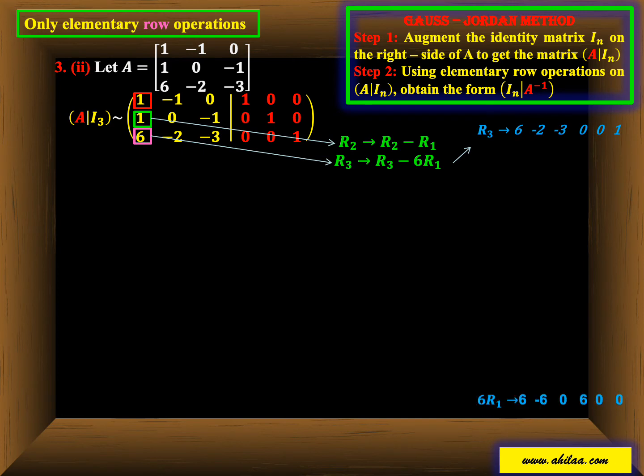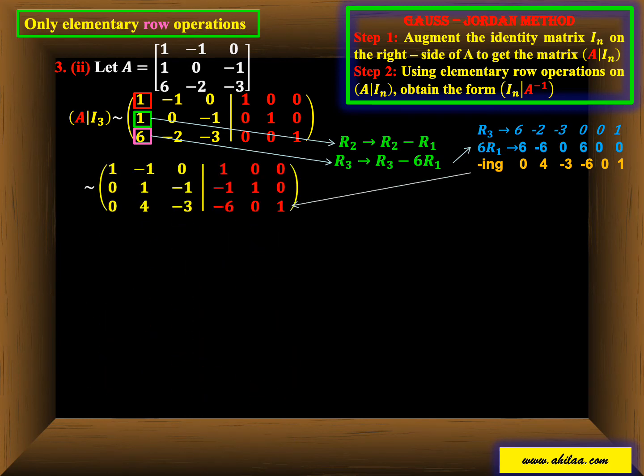Now collect the R3 values and the 6 R1 values. Subtracting, we are getting 0, 4, minus 3, minus 6, 0, 1. Replace these two rows in the respective places. So the first row as it is. Second row, by subtracting R2 minus R1, we get 0, 1, minus 1, minus 1, 1, 0. R3 takes the value 0, 4, minus 3, minus 6, 0, 1. Next, I ensure that those two values get 0.